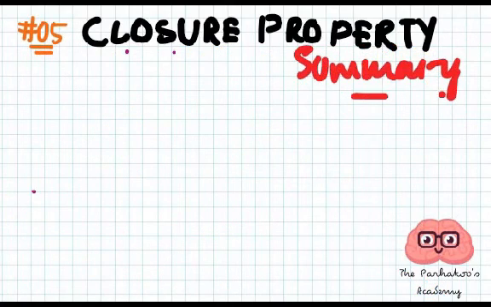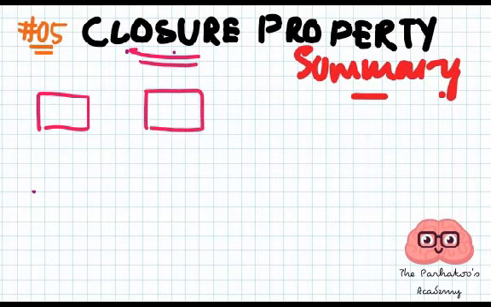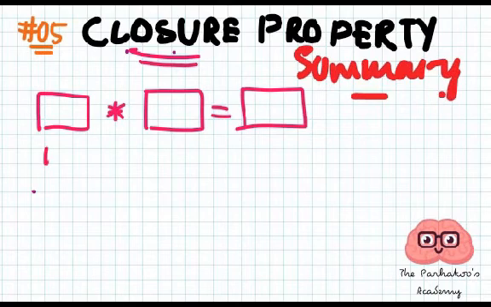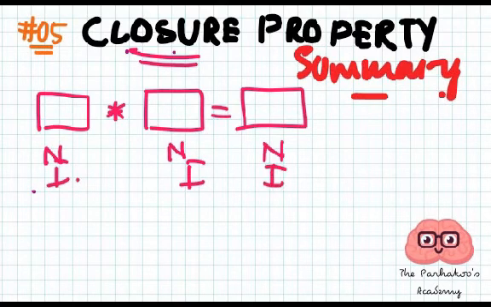So let's summarize a little bit. The closure property is the property in which you process two numbers and you get a number which belongs to the same set. So if you have natural numbers and as a result of processing you get a natural number, then that's the closure property. If you have an integer here and as a result of processing you get an integer, then it's the closure property.